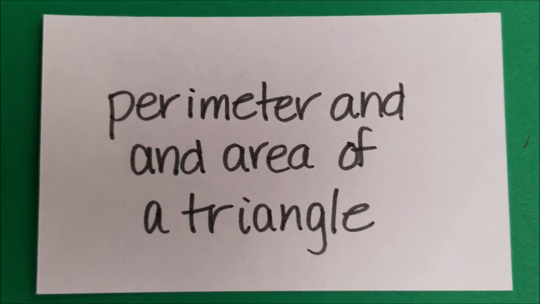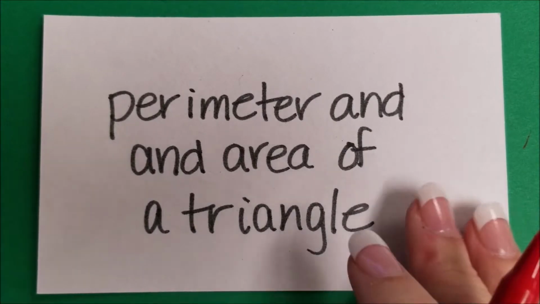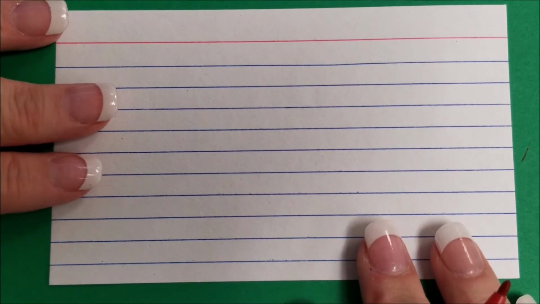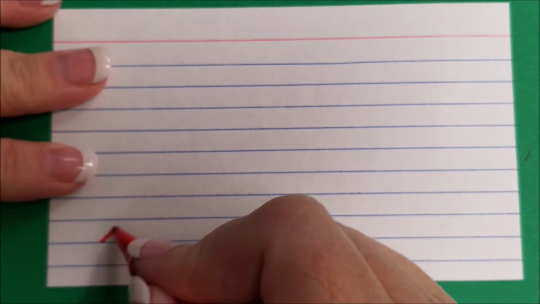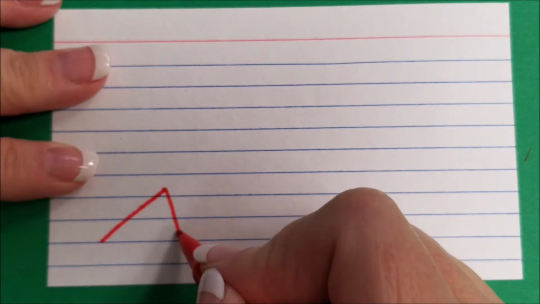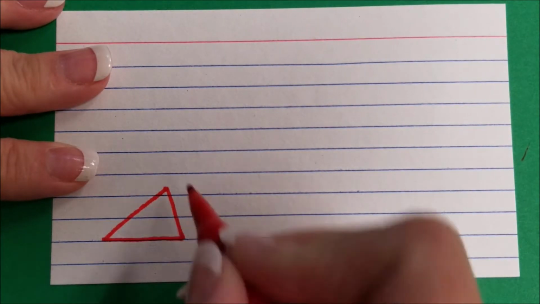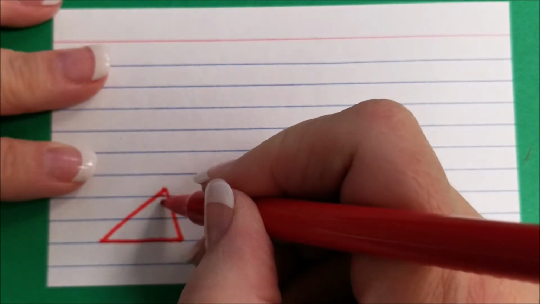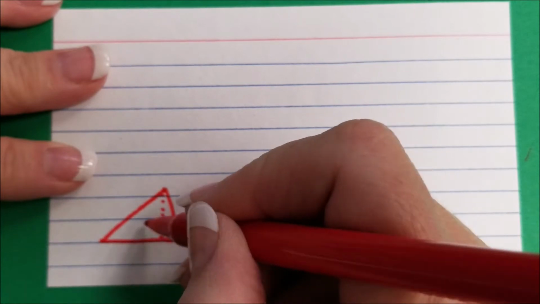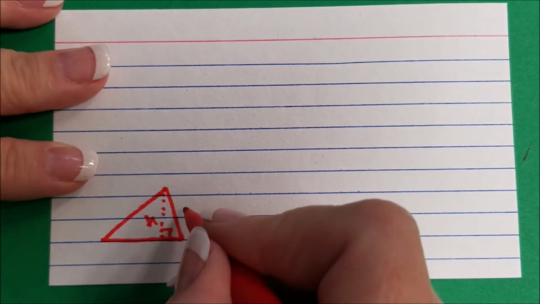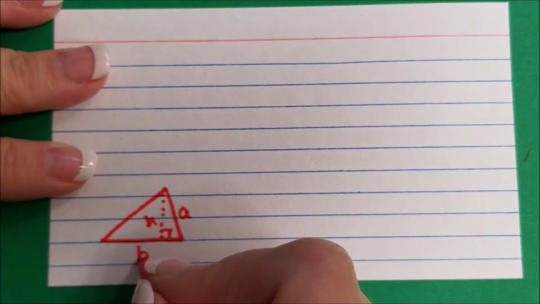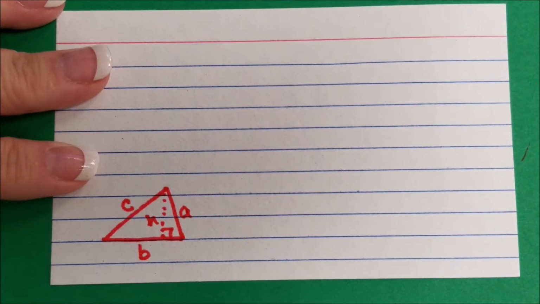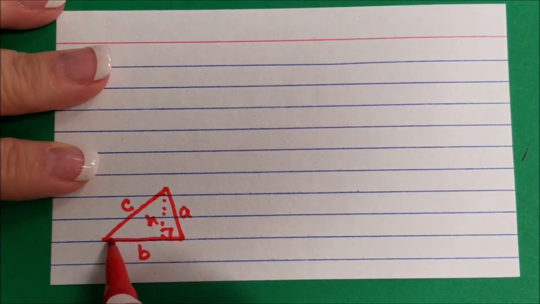And then we have the perimeter and the area of a triangle. So let's draw our triangle on the back of our card, and let's make it be something that's not a right triangle. And we're going to have a height here, and let's label the sides A, B, and C. And we'll use the B side as the base as well.